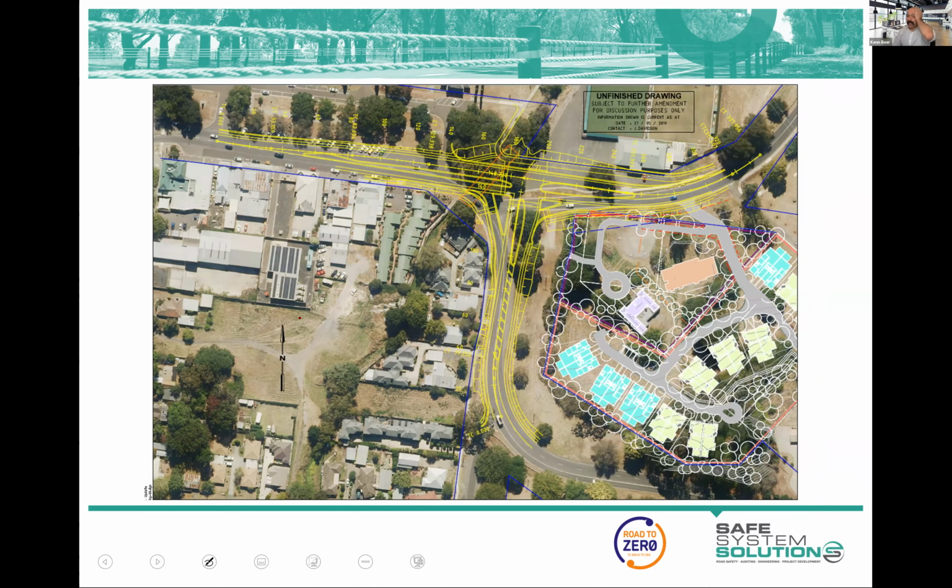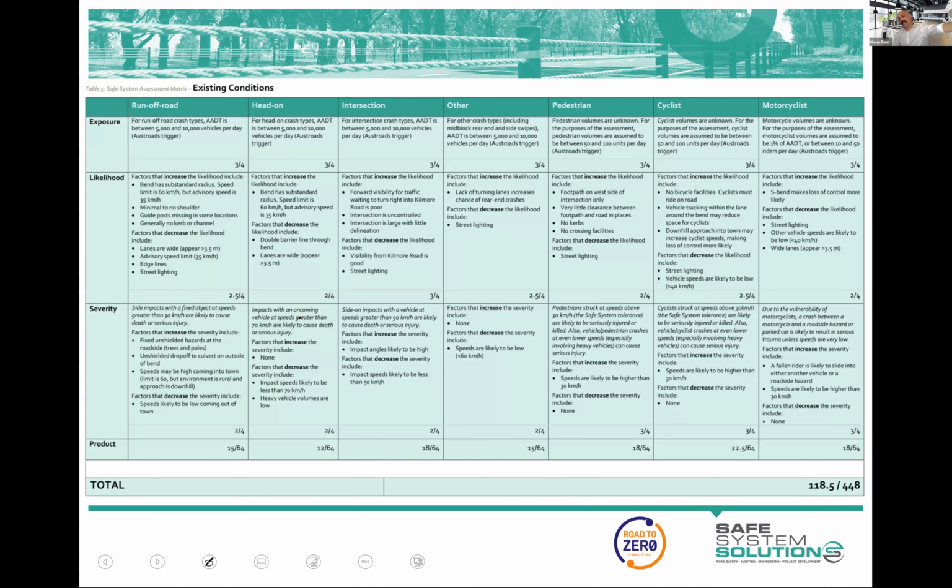So what you do in your safe system assessment process is you go back to the existing conditions. You put the designs aside. Okay, let's have a look at the existing condition. What's the exposure? What are your traffic volumes? What's the likelihood of crashes? What are some factors that are going to make me want this likelihood score to go up? What is increasing the chance of crashes in the existing conditions? Is it the lack of sealed shoulders, or faded line marking, or the speeds, or the geometry?